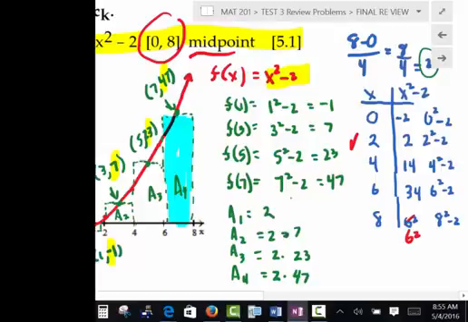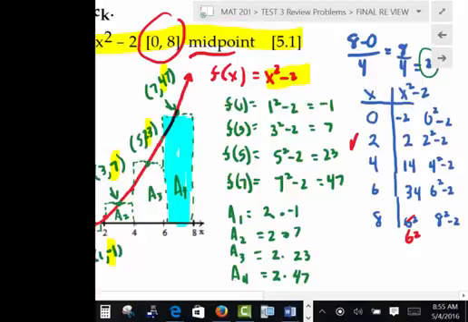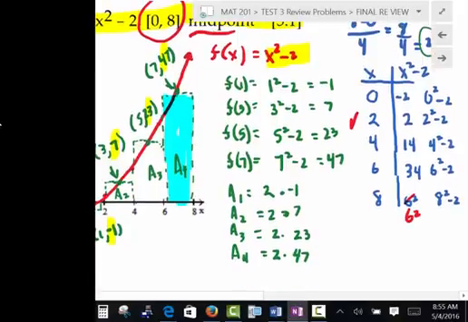We've got to have a times there. That's 2 times the function value, which is negative 1. You got that? Now it's just a boring arithmetic problem to finish it up. So that means you have negative 2 here. Let's see, 2 times 7 is 14. 2 times 23 is 46. 47 times 2 is going to be 94.